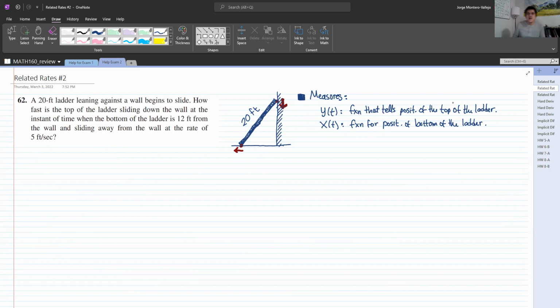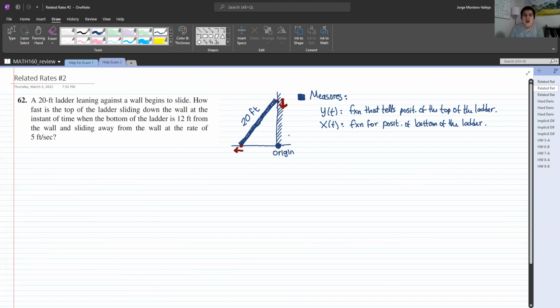Okay, so let's see. What we did before was, okay, so the next thing to do is going to be writing down the equation that relates our measures. But before we do that, I want to make the following comment. So x of t is the function for the position, right? And you see that the position of the bottom of the ladder is getting farther away from this corner over here, right? I want to label or highlight this corner over here. Okay, I'm going to call that the origin.